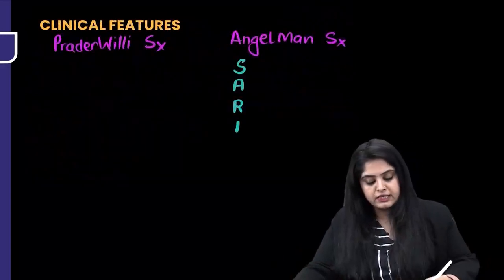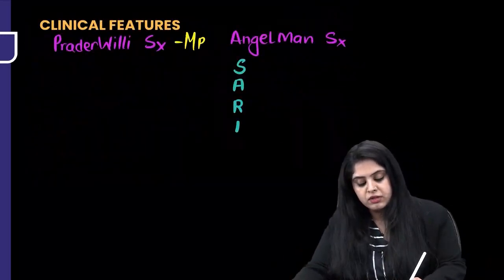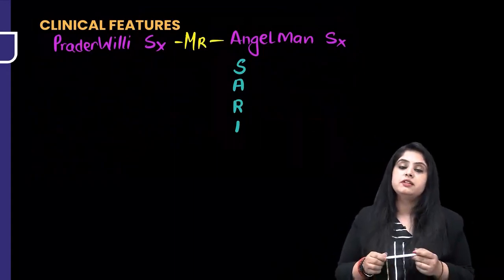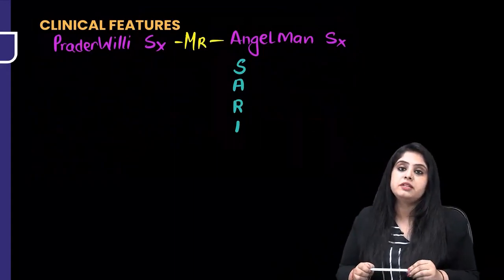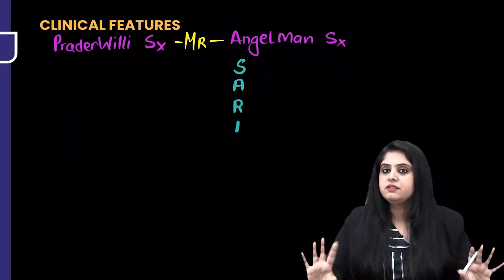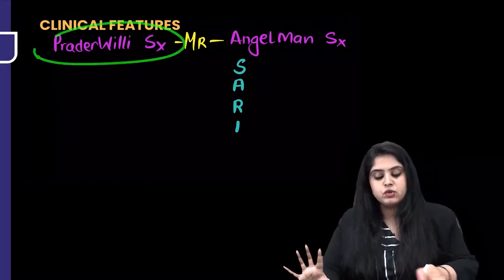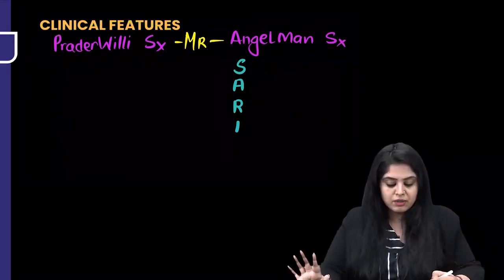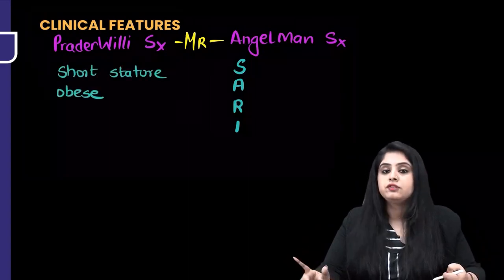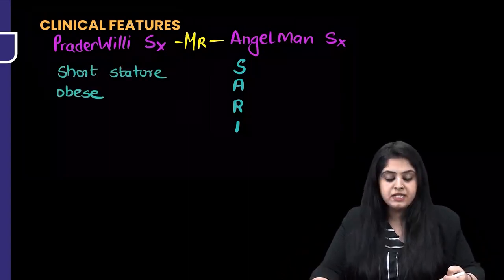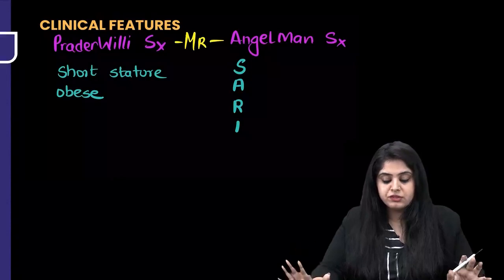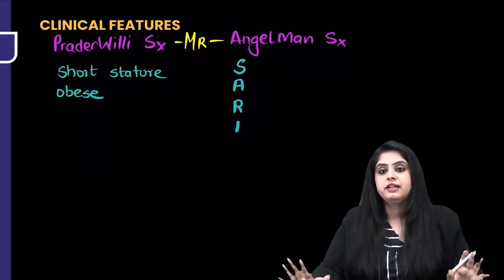Now you need to know their clinical features. Both of them are going to be having mental retardation, whether Prader-Willi or Angelman. I have learned one mnemonic. Prader-Willi is a chota mota bacha. What do I mean by chota mota bacha? Means this is going to be short stature and obese. Prader-Willi is going to be a short stature and an obese bacha that you have.